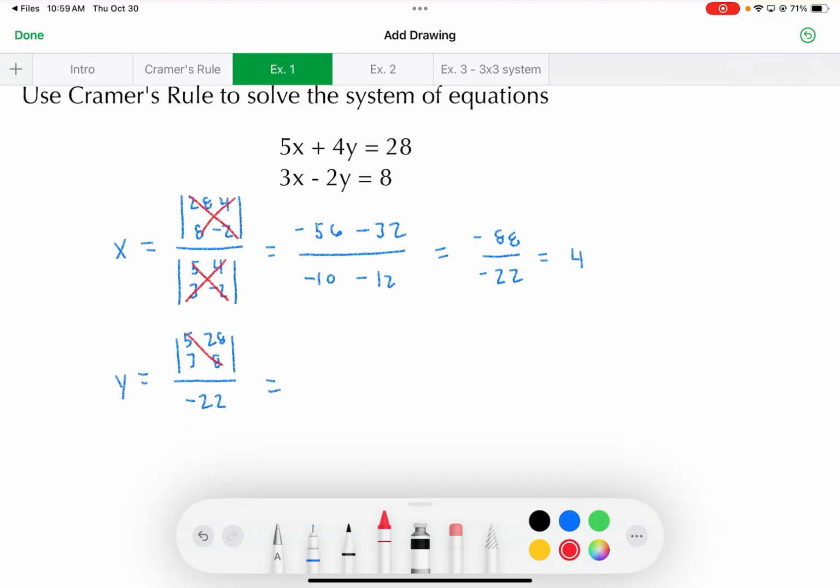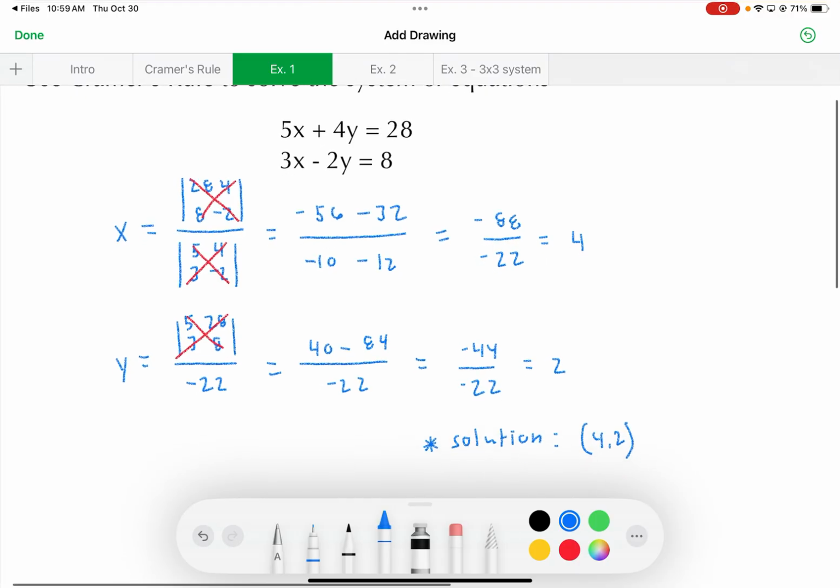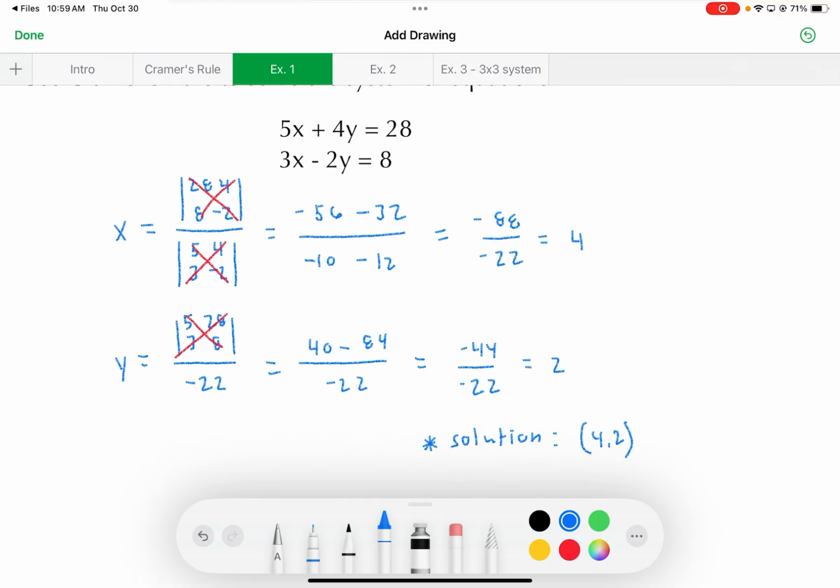Calculate this determinant. So that's going to be 40 minus 84 over negative 22. Negative 44 over negative 22 is 2. So, of course, we're going to write our solution as an ordered pair, 4, 2. Questions there?